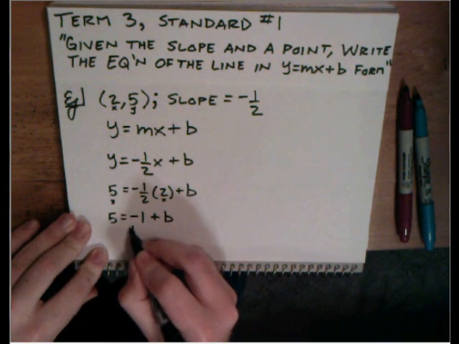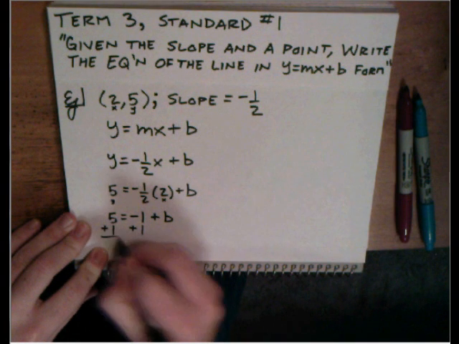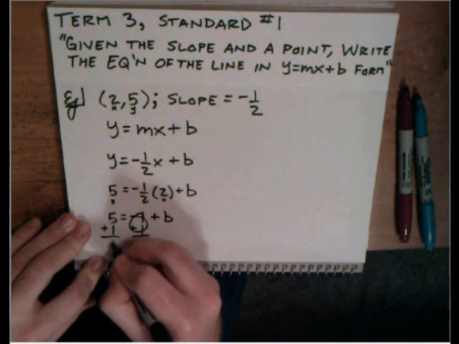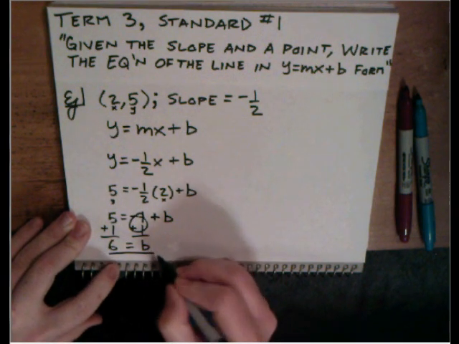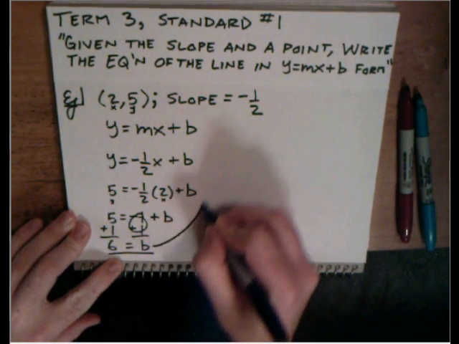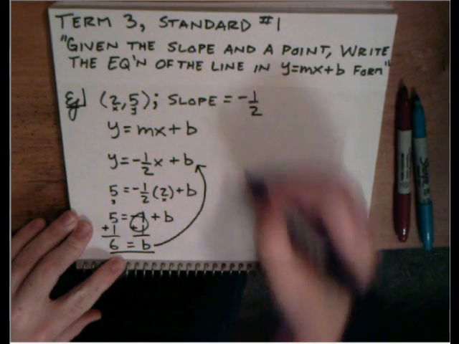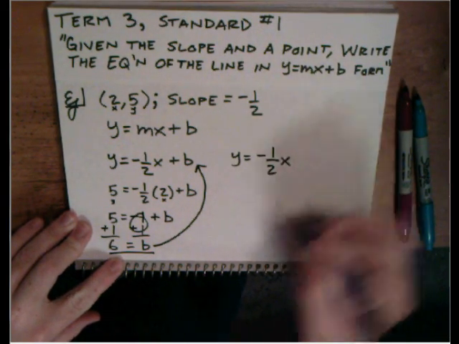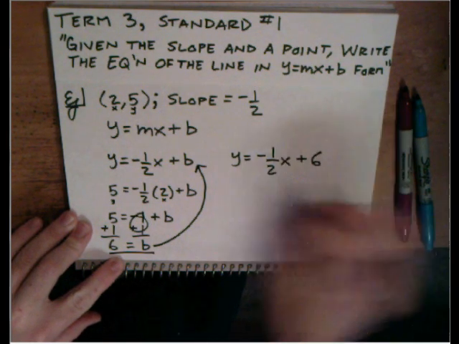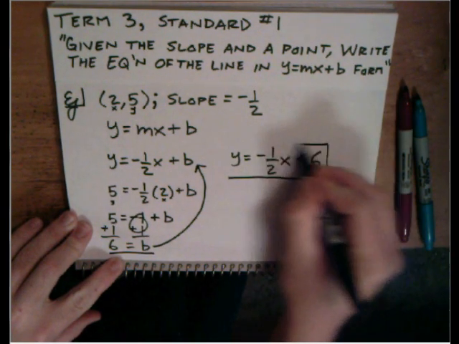Now I've got to make a 0 to get b alone. So I'm going to add 1 to both sides. This will give me 6 equals b. So once again, it's exciting. We got our b value, our y-intercept, but we need to actually write out the equation. So our final equation, negative 1/2 x plus my y-intercept, which is 6. And so there's our equation.